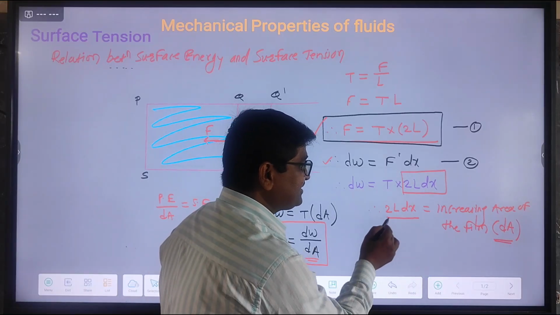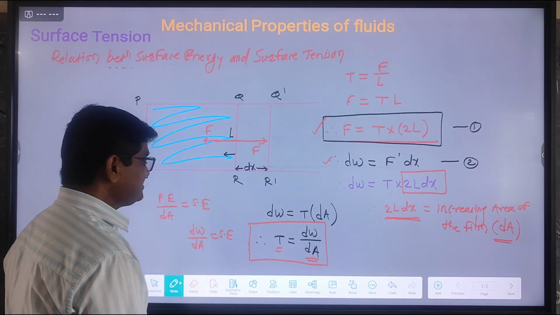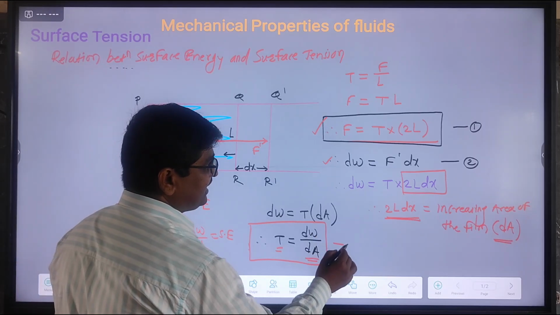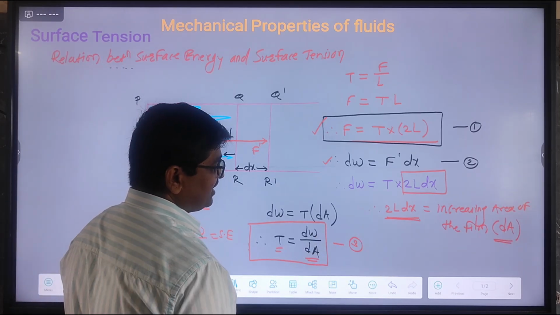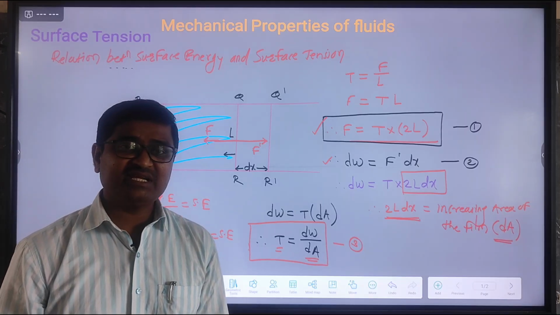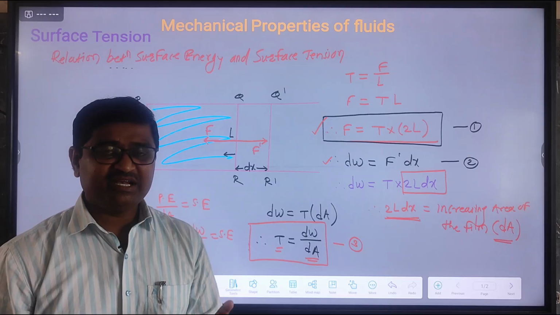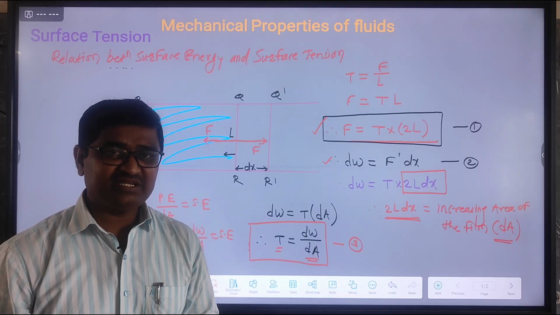Here 2L dx is the increase in surface area. So we get the third important equation, which represents the relationship between surface energy and surface tension. Get it clear, the concept of the relationship between surface energy and surface tension?